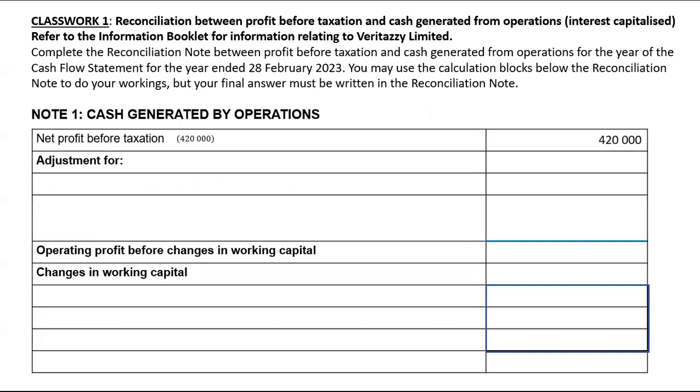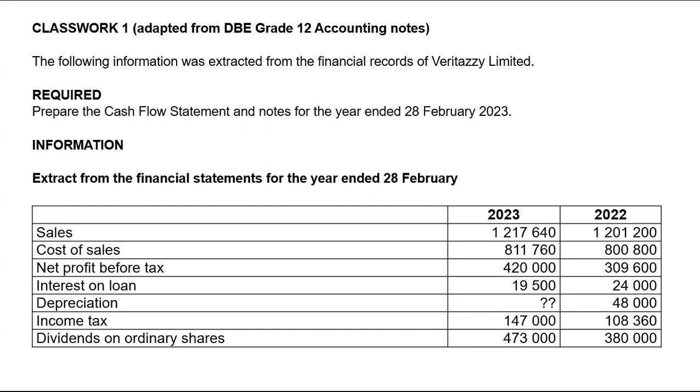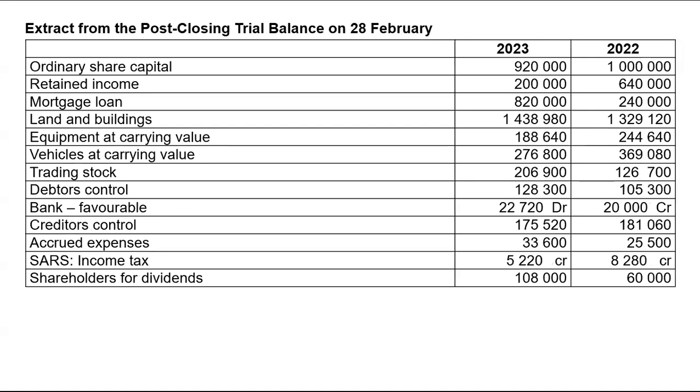Then we've got adjustments for. The first adjustment will be for depreciation, which presents a problem for us here. We are not given this year's depreciation. It is a question mark, which presents us with a problem. But we need information that will help us calculate depreciation.